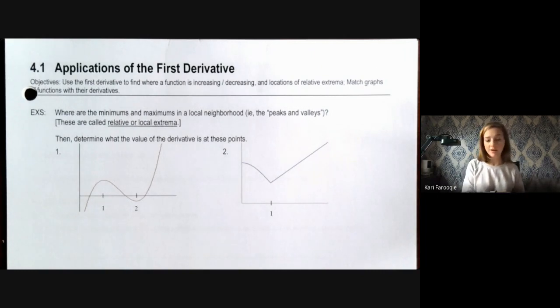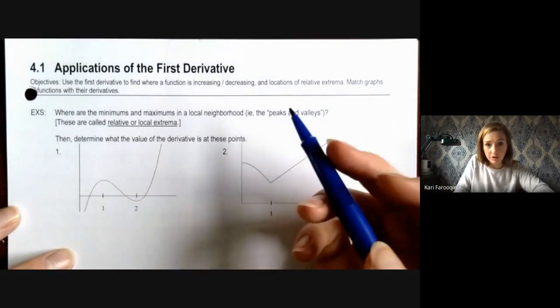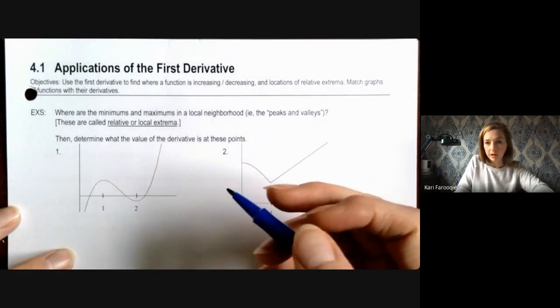All right. Where are the minimums and maximums in a local neighborhood, i.e. the peaks and valleys? These are called relative or local extrema. So we're going to determine what the value of the derivative is at these points. So looking at the graph, for instance, for number 1, you can find relative max and relative min. So when I'm talking about a neighborhood, I'm not talking about looking at the entire graph. So if I'm talking about a local neighborhood, I'm just trying to narrow in on a specific point.